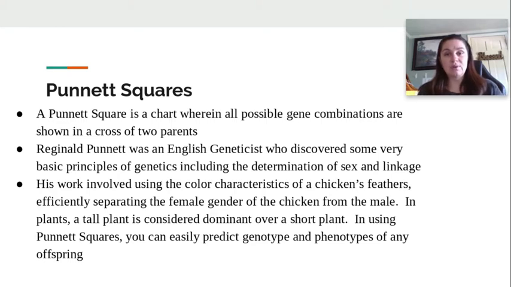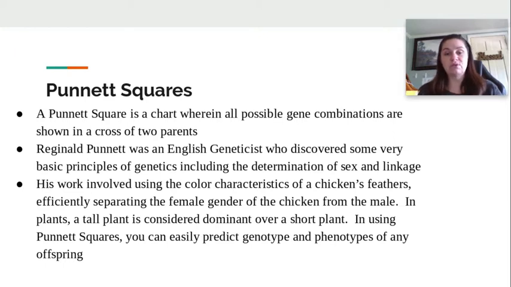Gregor Mendel, if you remember, was a monk that did a lot of work with pea plants and with different flowers, determining whether the offspring were going to be tall or short pea plants, or some of the flowers I think that we studied, whether they would have purple flowers or white flowers. And so the Punnett squares help us to predict the genotype and the phenotype of an offspring.